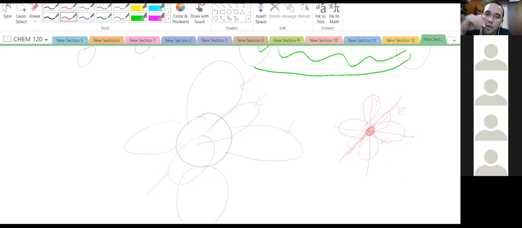Yes. Yeah. So where's like the 2s orbital in all of this? So the 2s orbital in all of this would be kind of in the middle of this as a giant sphere. So it overlaps with your p orbitals because it's just taking up that whole center part.